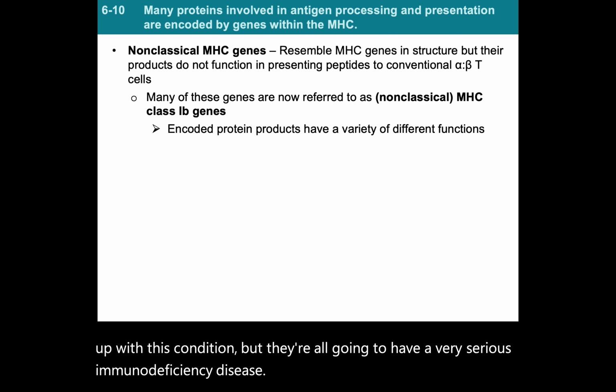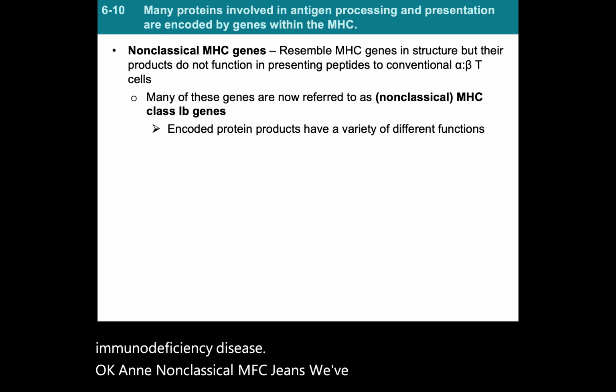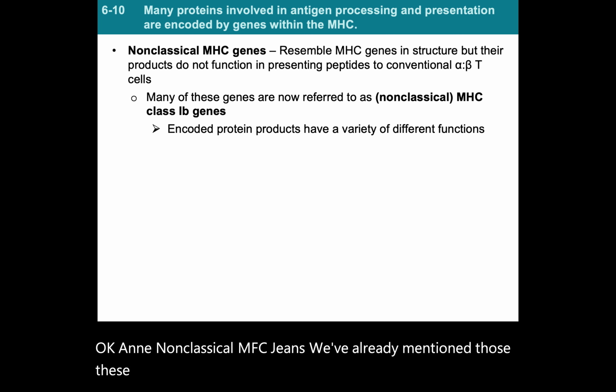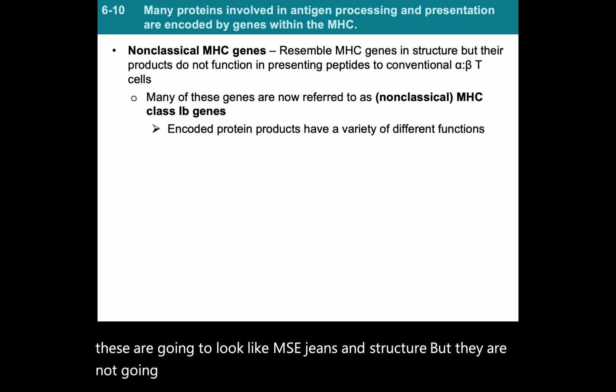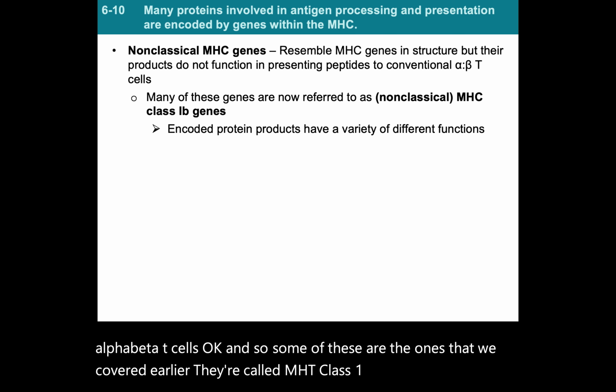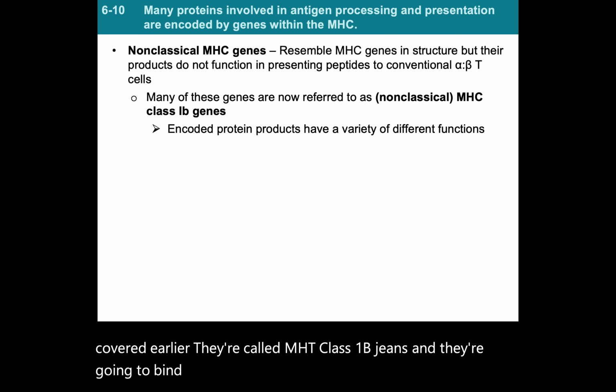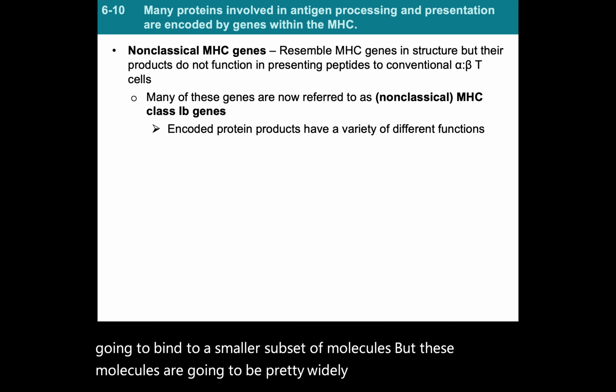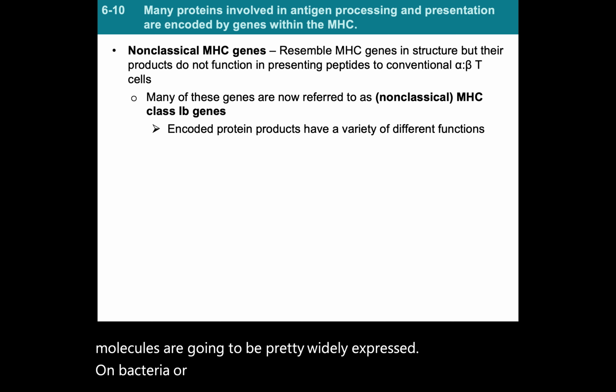Okay, and non-classical MHC genes, we've already mentioned those. These are going to look like MHC genes in structure, but they are not going to be able to present peptides to conventional alpha-beta T cells. Some of these are the ones that we covered earlier. They're called MHC class 1b genes, and they're going to bind to a smaller subset of molecules, but these molecules are going to be pretty widely expressed on bacteria or fungus, for example.